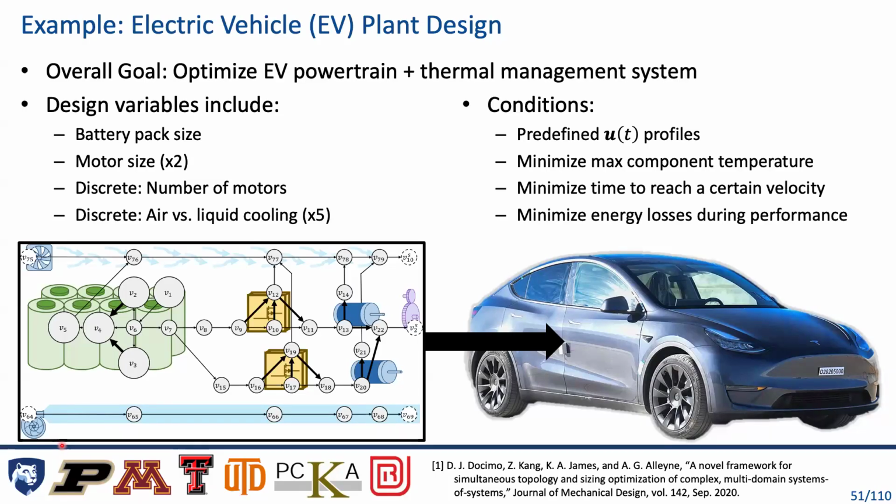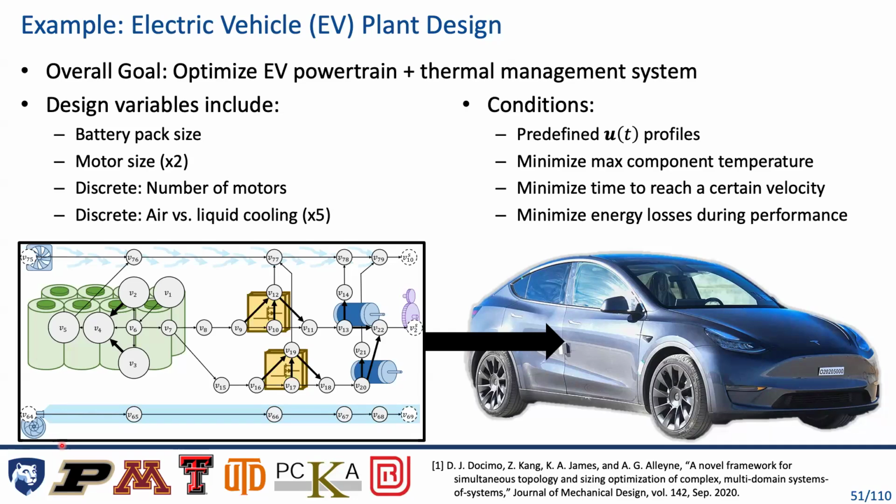I'm a person that likes to keep my feet on the ground, so I'm going to talk about ground-based electric vehicles. So if you want to optimize for an electric vehicle, its powertrain and its thermal management system, big design variables that you're looking at are your battery pack size, your motor sizes, how many motors you should have, whether you should use air or liquid cooling. You can generate a graph-based model for something like this.